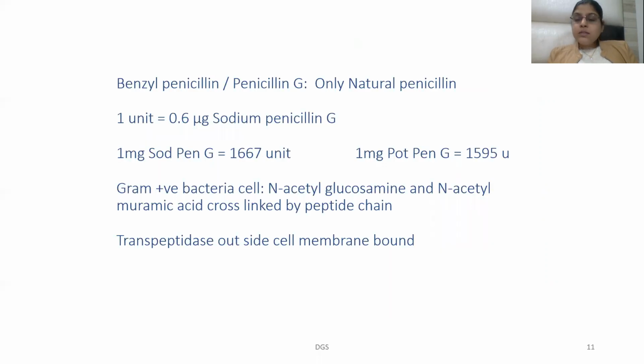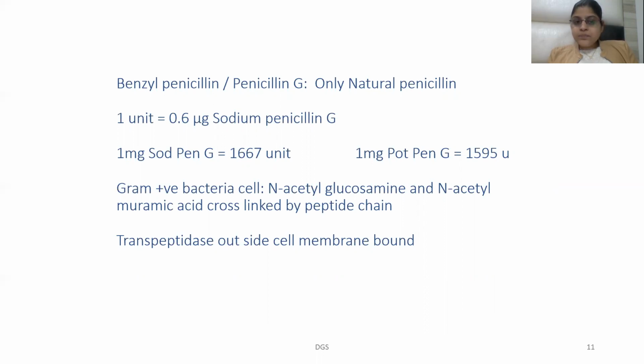Now, the most common type of penicillin is penicillin G. It is the natural penicillin, and it is not effective orally; it is mostly given intravenously, because it is acid labile. In a gram-positive bacterial cell, the cross-linking of N-acetyl glucosamine and N-acetyl muramic acid with the peptide chain, the synthesis, gets inhibited.